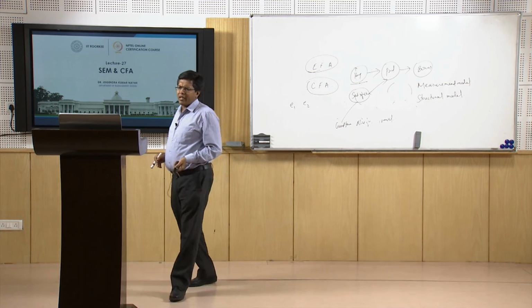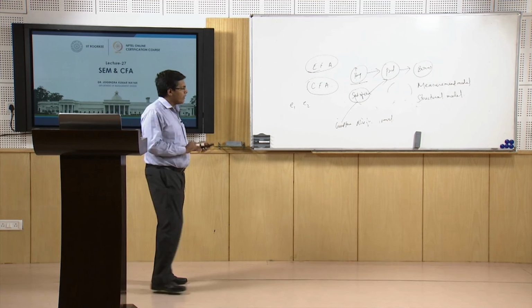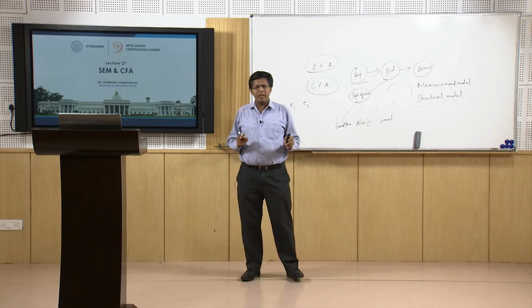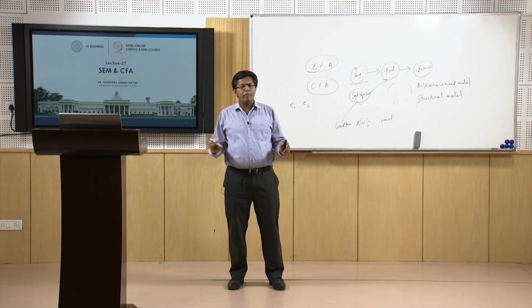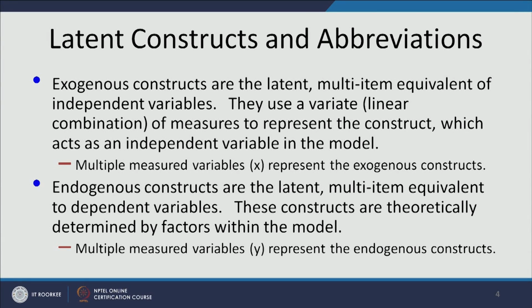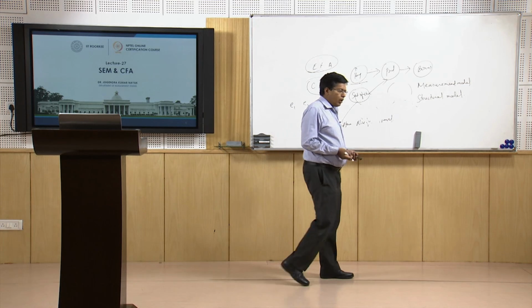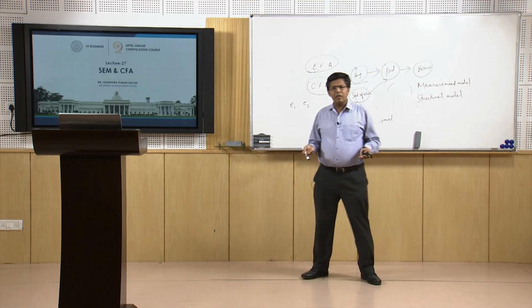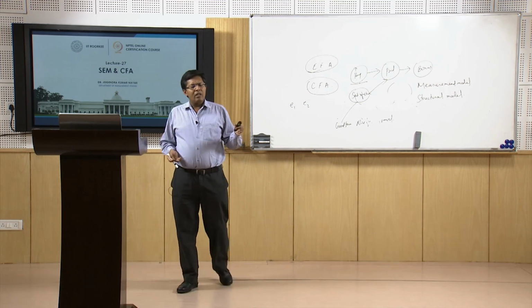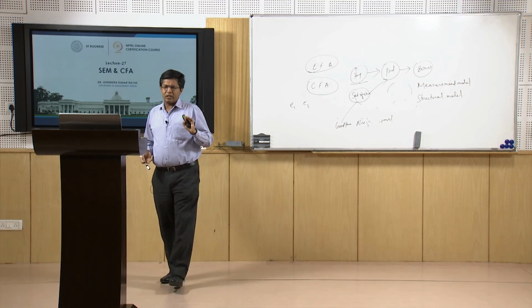So, latent constructs, in the case of SEM, we use the terms exogenous and endogenous constructs. These are similar to the independent and the dependent variables, right. Exogenous constructs are the multi-item equivalent of the independent variables, and endogenous constructs are the latent multi-item equivalent of the dependent variables. What we normally call independent and dependent is called the exogenous construct and the endogenous construct in the case of SEM and CFA, okay.